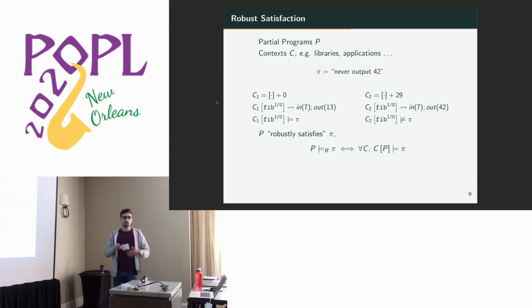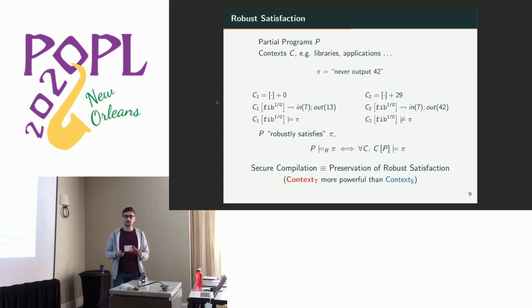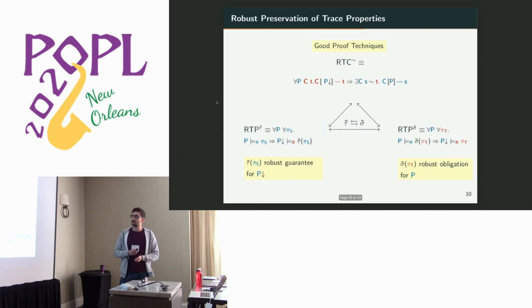So we are going to focus on secure compilation criteria that express preservation of robust satisfaction. And this is particularly interesting, I think, in the case where target contexts are strictly more powerful than source contexts. And this would be our immediate generalization of what I showed you before.